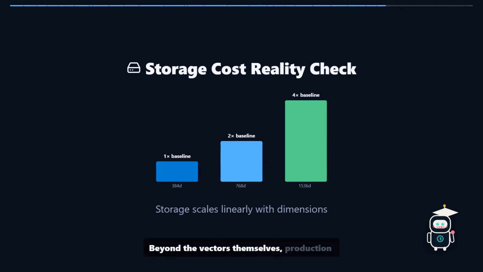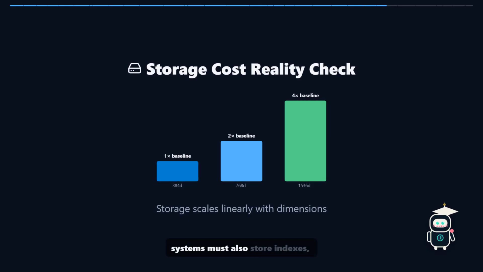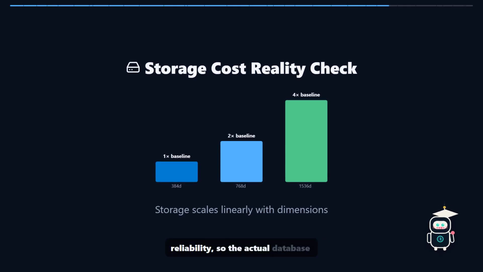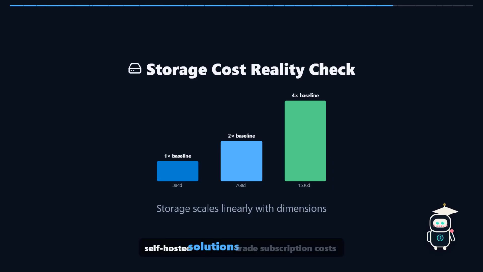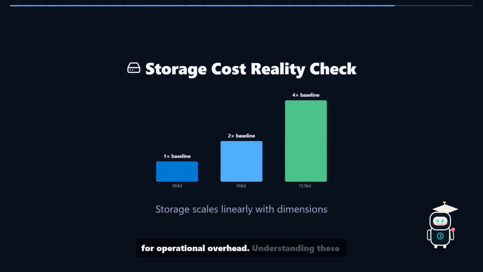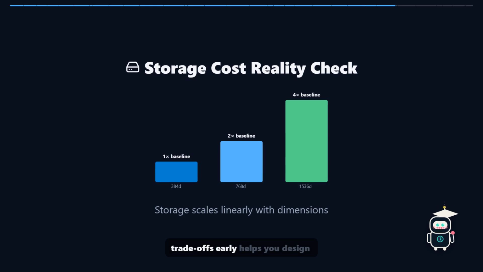Beyond the vectors themselves, production systems must also store indexes, metadata, identifiers, and replicas for reliability, so the actual database size is larger than the raw vectors alone. Managed vector databases charge based on storage, indexing, and query volume, while self-hosted solutions trade subscription costs for operational overhead. Understanding these trade-offs early helps you design systems that remain both scalable and cost-effective.